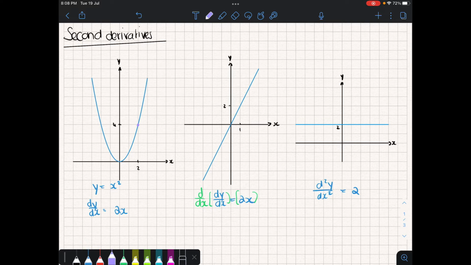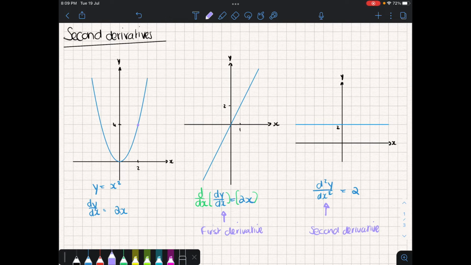So what we've calculated here, right, is what we call the first derivative. Right? It's the gradient function. It describes the gradient of the original function. And what we've just calculated here, d squared y on dx squared, is what we call the second derivative. Right? So it's important that we look and understand the notation. Okay, so if we see it, we know what they're talking about. So it describes the gradient of the gradient function.